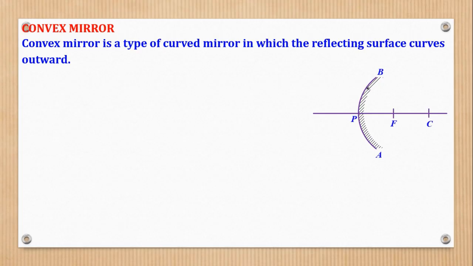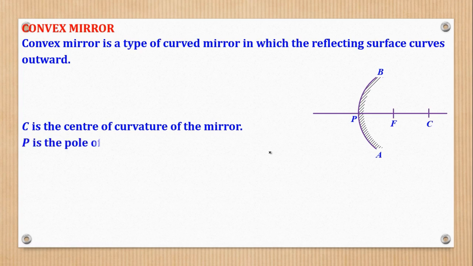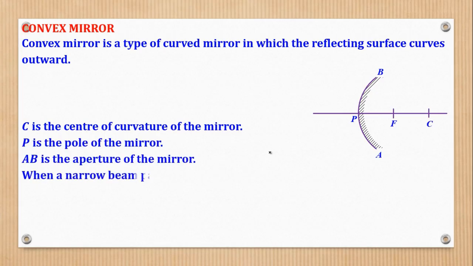So I think you see that the reflecting surface is curving outwards. Still, P is the pole of the mirror, F is the principal focus, C is the center of curvature, and B is the aperture. I can just repeat those ones, but we have already seen them. Then what we want is this one.